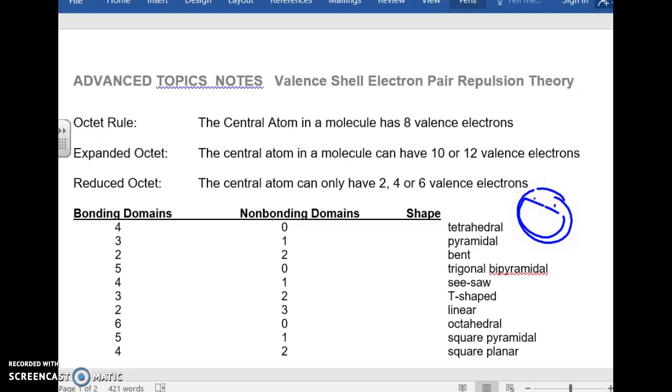Welcome to another Advanced Topics lecture. This one is for valence shell electron pair repulsion, also known as VSEPR. Notice it is a theory. It has powerful explanatory power, but it is not the same thing as the reality.